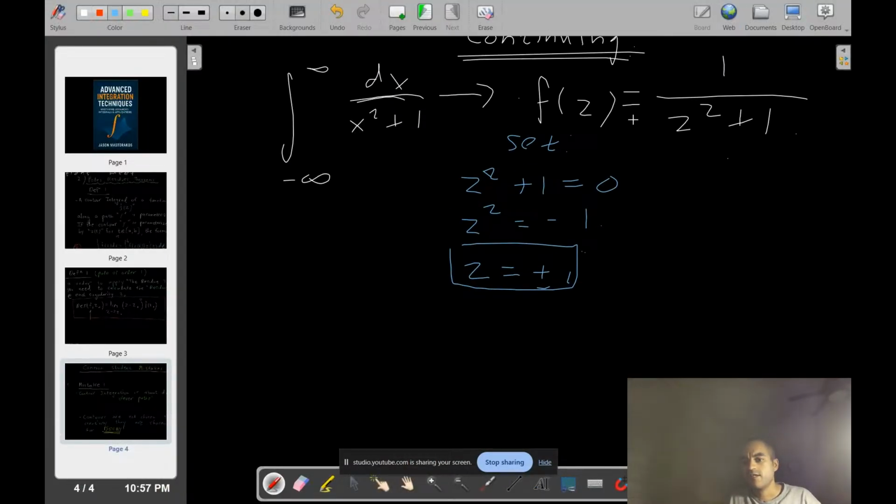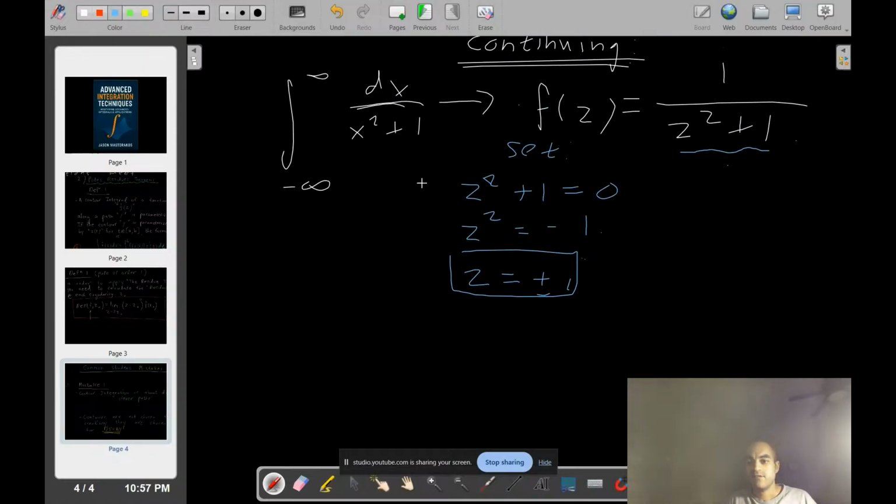Since we're dealing with f of z equals 1 over z squared plus 1, the type of contour you want to choose is a semicircle. That's just how we do it. When you're dealing with anything in the form of 1 over z squared plus a squared, where a is a number, choose a semicircle. It's very easy to deal with because you should be avoiding the branch cut of 1 over z squared plus 1. Yeah, you'll be avoiding it.